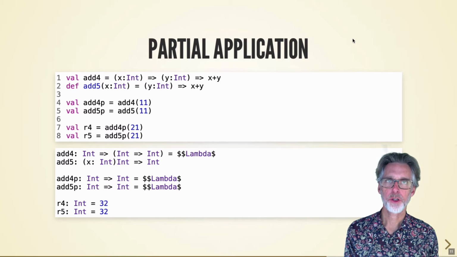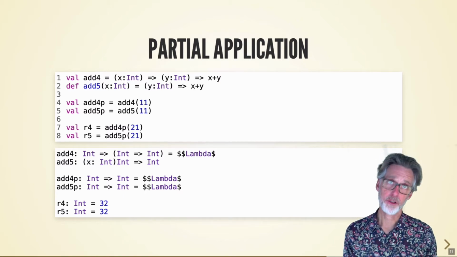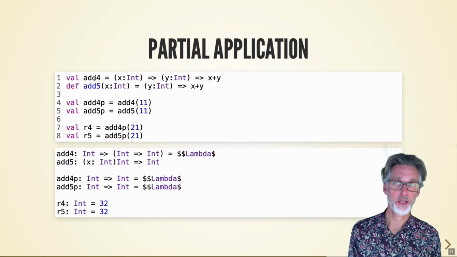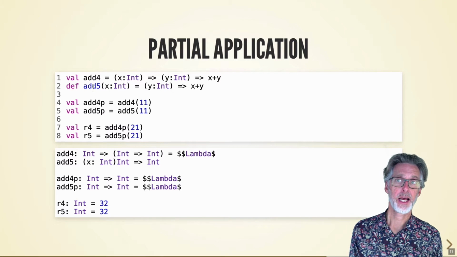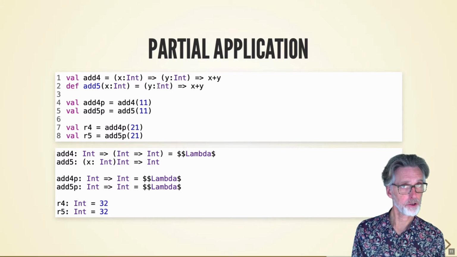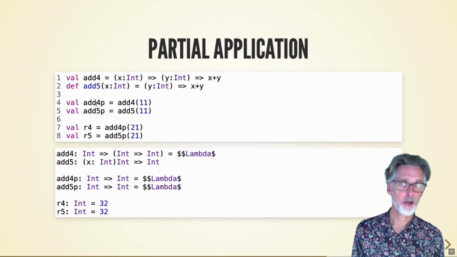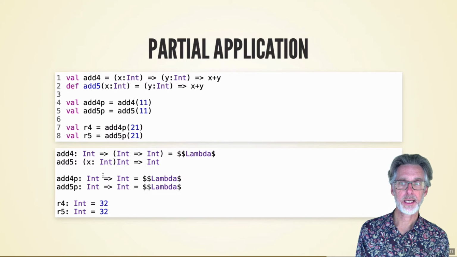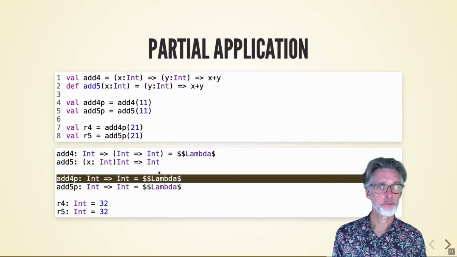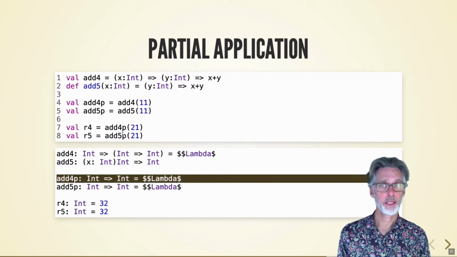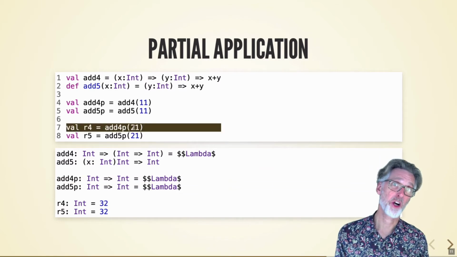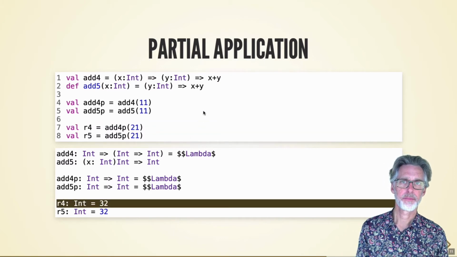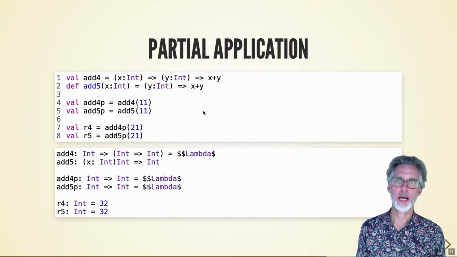Scala supports partial application for methods and functions that return functions. So here I have add4, which is a function returning a function, and add5, which is a method returning a function. And in each case, I can apply the method or function to one of its arguments, and what I get is a function. That function can then be applied to the second argument, and I'll get the result that I expect. So this is what's called partial application.